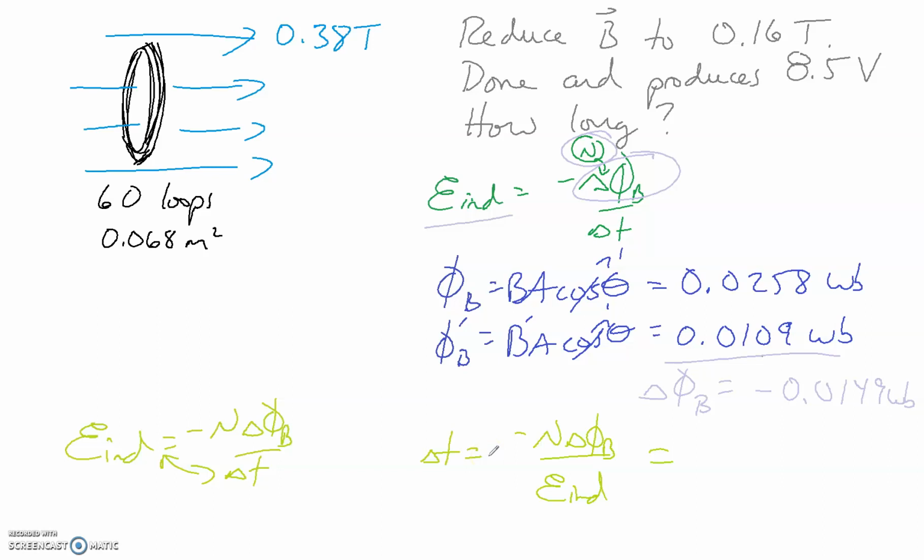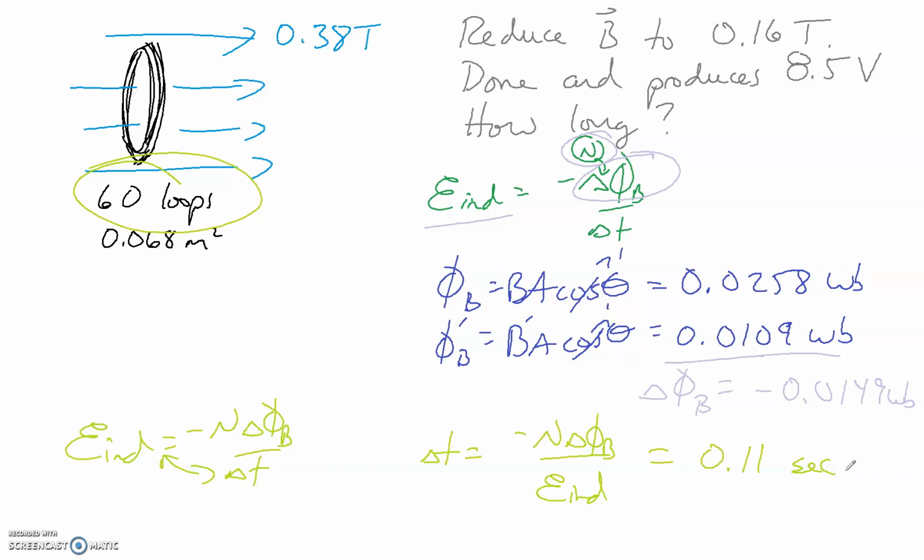So we've got the change in flux, negative 0.0149. I'm going to times that by the 60 loops, so I can incorporate that. Then I'll divide that by my induced EMF, which was 8.5. And I will get a time of, well, I'll round off here, it's like 0.105, but for me anyway, about 0.11 seconds. So that's how quickly the magnetic field was changed.